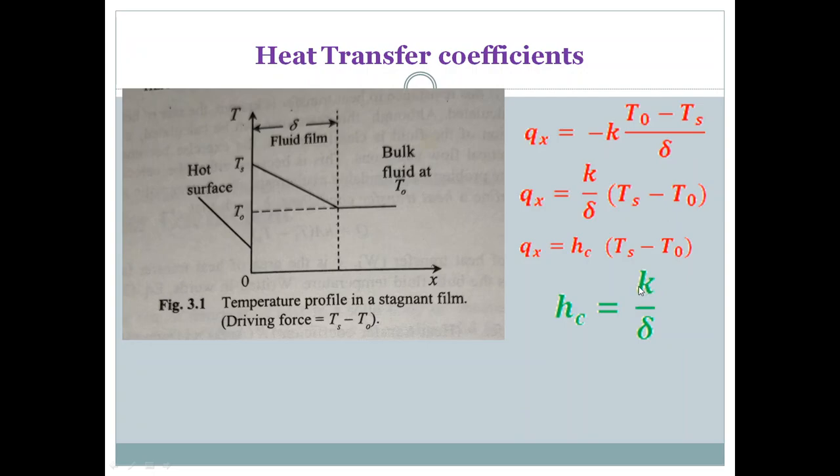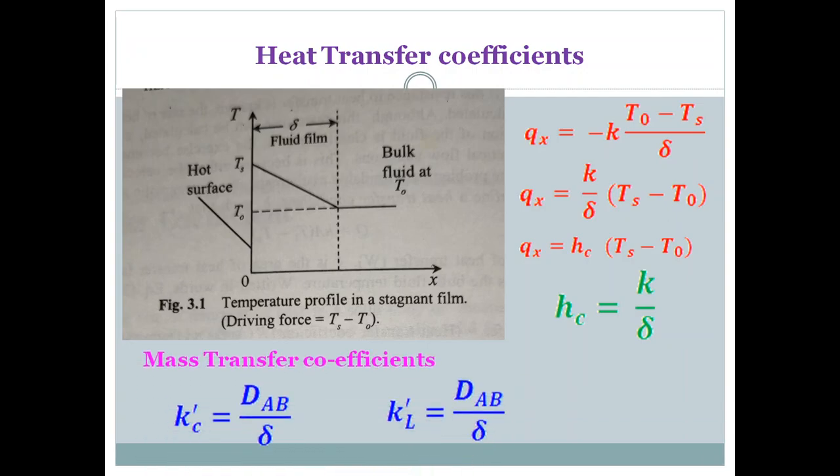See, K is the property of the fluid, thermal conductivity, it is known. But to calculate the heat transfer coefficient, delta has to be calculated, and this is generally the problem. In the problems we have seen the delta thickness is in the millimeter range, 1 millimeter, 2 millimeter. An accurate determination of delta for turbulent flow is very difficult, and till now no theories have been developed, and that is the problem.